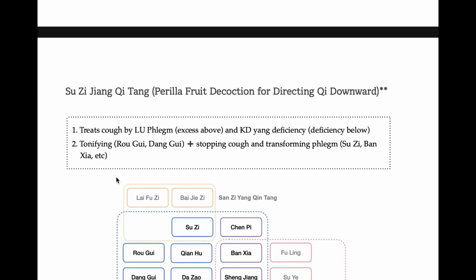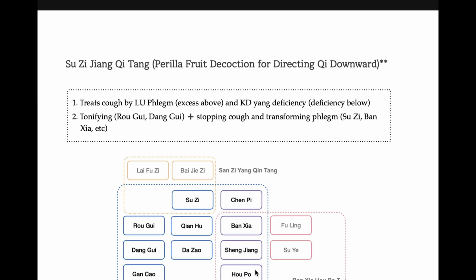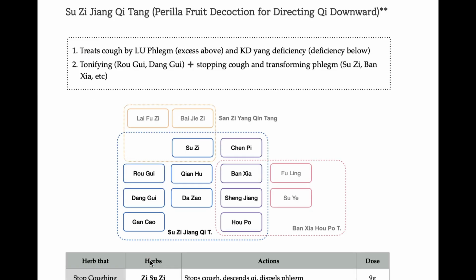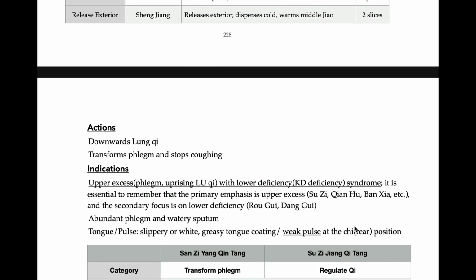And Suji Janji tongue. What is the keyword for Suji Janji tongue? This side treats excess phlegm on the chest, and this side treats weakness of the kidney, with 로구이 and 당귀. So it treats upper excess and lower deficiency: white, profuse phlegm with coughing, but weakness on knees and legs. That is Suji Janji tongue. Okay, never forget this.